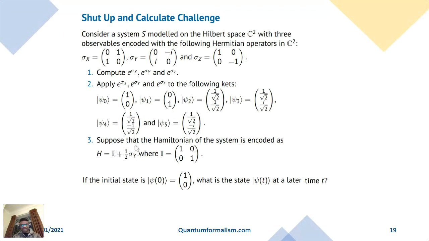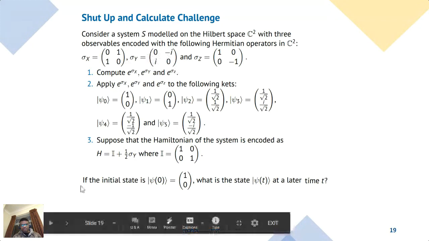In this challenge here, suppose that the Hamiltonian of the system is encoded with this: H equals the identity plus 1/2 times the Y operator. Okay. So let's suppose we have the initial state, which is this one. I chose this one because it was the first here. Maybe I should have chosen this one. I don't know. But actually, it's part of the challenge. Maybe pick different initial states and see what it takes you.